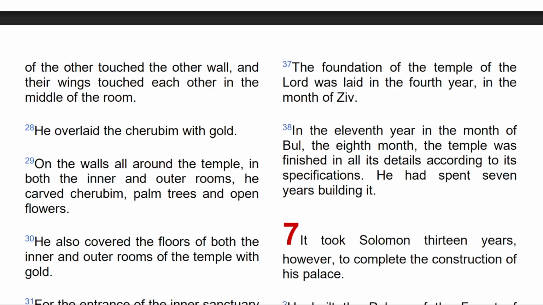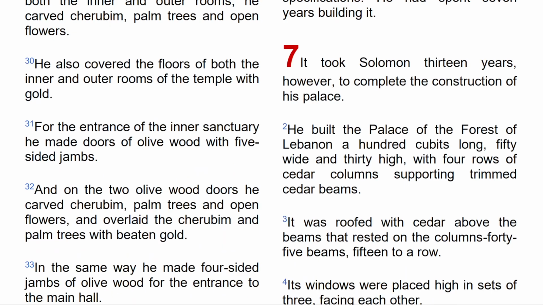In the 11th year, in the month of Bul, the 8th month, the temple was finished in all its details according to its specifications. He had spent 7 years building it. It took Solomon 13 years, however, to complete the construction of his palace.